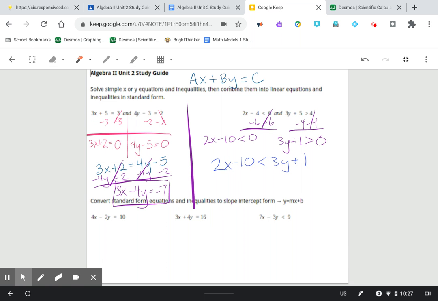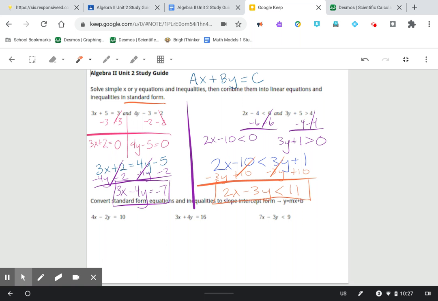I'm going to do the same thing I did over here. I'm going to move my constant term over. And I'm going to move my y term over as well. And when I'm done, these cancel, and I end up with 2x minus 3y is less than 11. And so that would be the final expression. So again, put them equal to 0, combine the equations, solve for standard form.